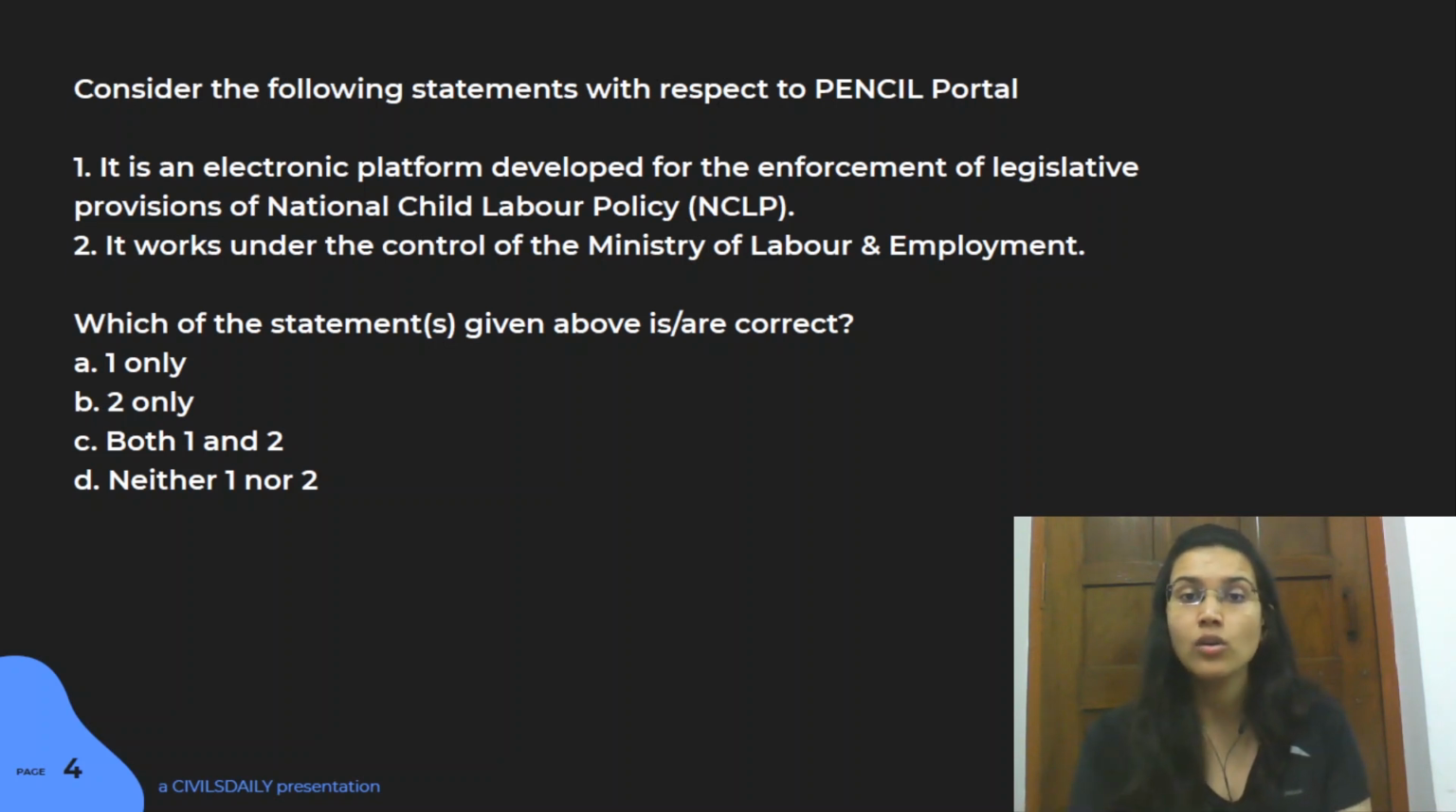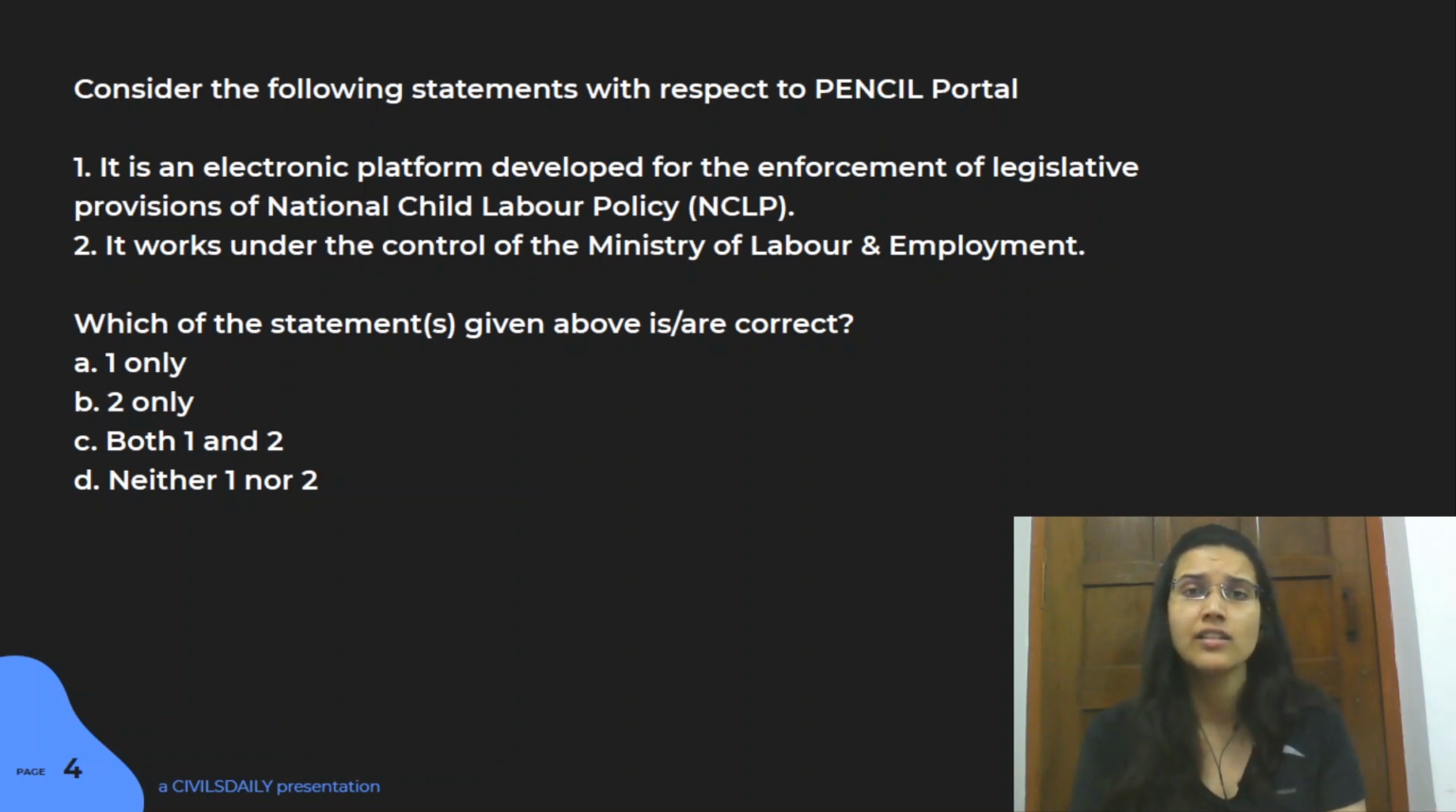And also World Day Against Child Labor is observed on 12th of June every year around the world. It is ILO, the International Labour Organization, that has launched this particular day since 2002, and it's been celebrated again and again. And this particular portal, Pencil, which is a platform for effective enforcement of no child labor, is created keeping in view our national child labor policy, so that the instances can be reported properly and action can be taken on these cases.